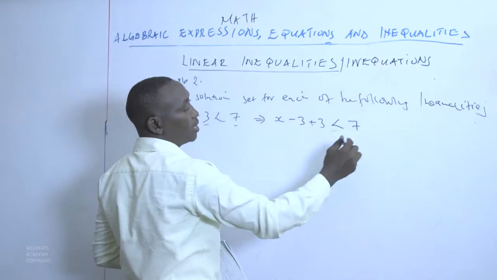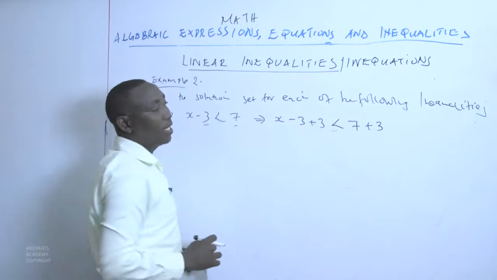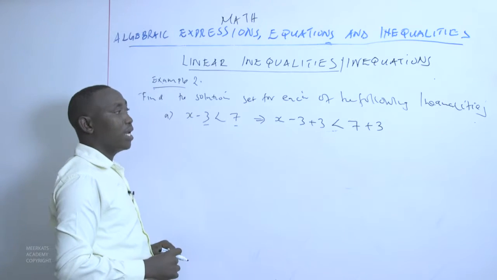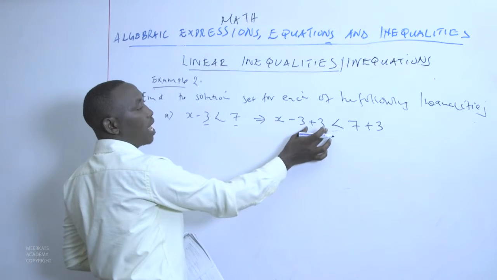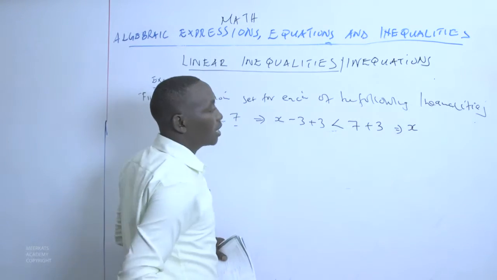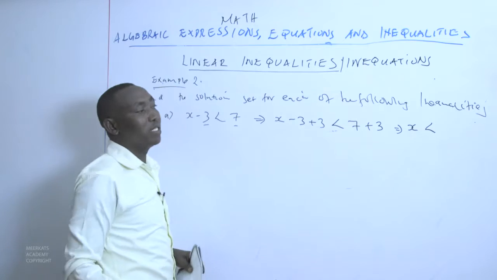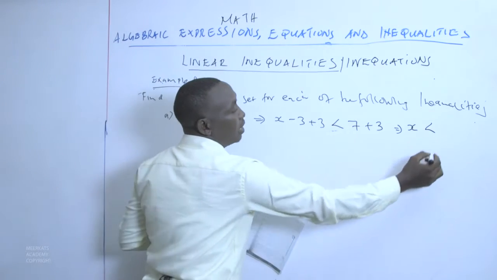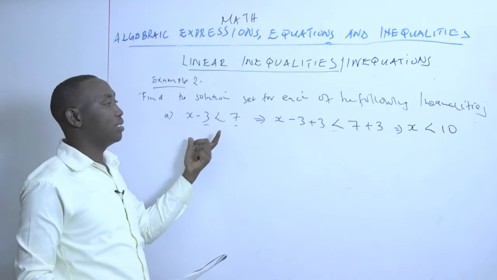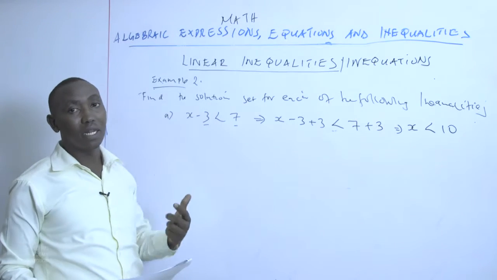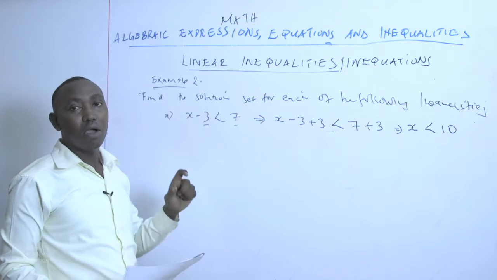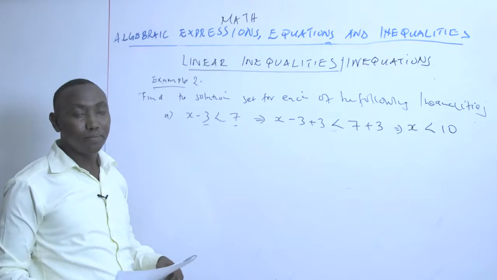Whatever we did on the left-hand side, we must also do on the right-hand side. So that means if we added 3, we must add 3 on the other side. So negative 3 plus 3 will give us 0. So that means this one will leave us with x. The symbol remains there. 7 plus 3 is 10. Therefore, the solution to this is that x is any number that is less than 10. And we can represent that particular information on the number line.